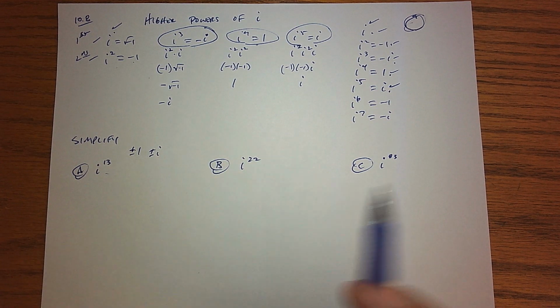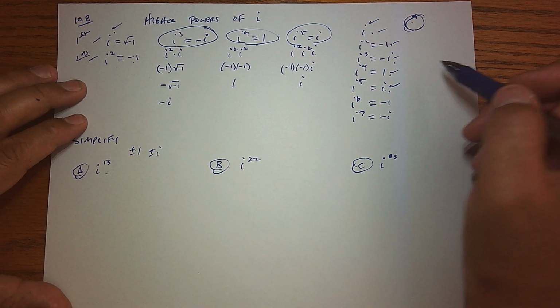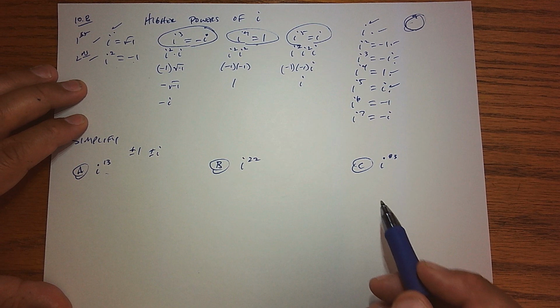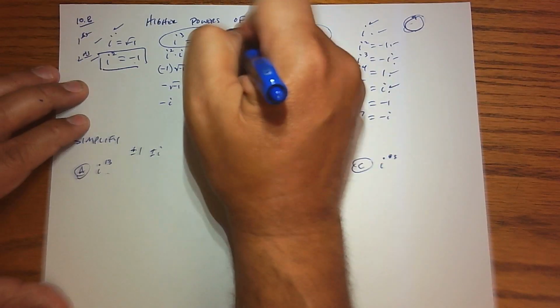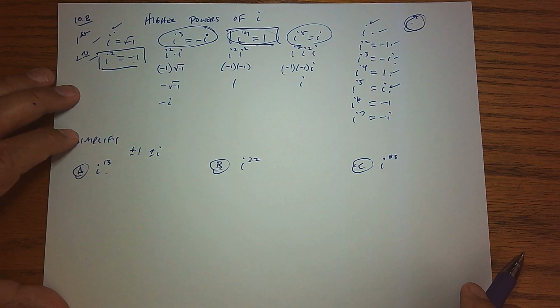So how do we go about doing that? Well, let's take advantage of 2 very important ones. i squared is negative 1, and i to the fourth is positive 1.